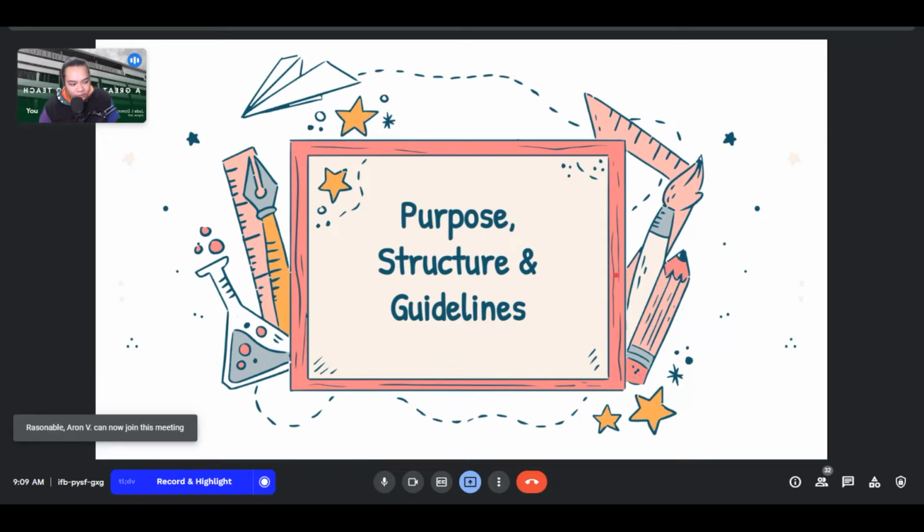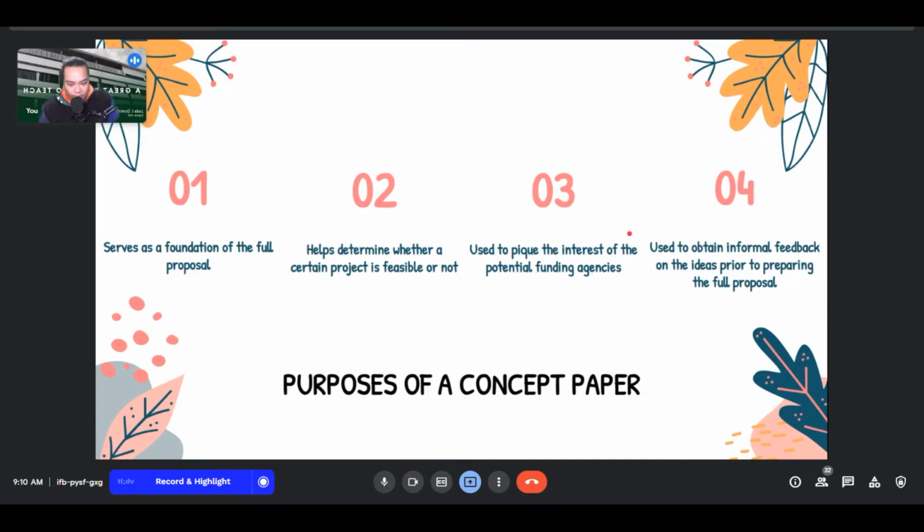Now, what are the purpose, structure, and guidelines of writing a concept paper? Of course, we need to know why we are writing a concept paper. What is the main purpose? So, if we write a concept paper, what is the main goal of that concept paper? Ano yung gusto nating ma-achieve kapag sinusulat natin yung concept paper na yon? Okay? Here are the purposes of a concept paper. We have four distinct purposes.